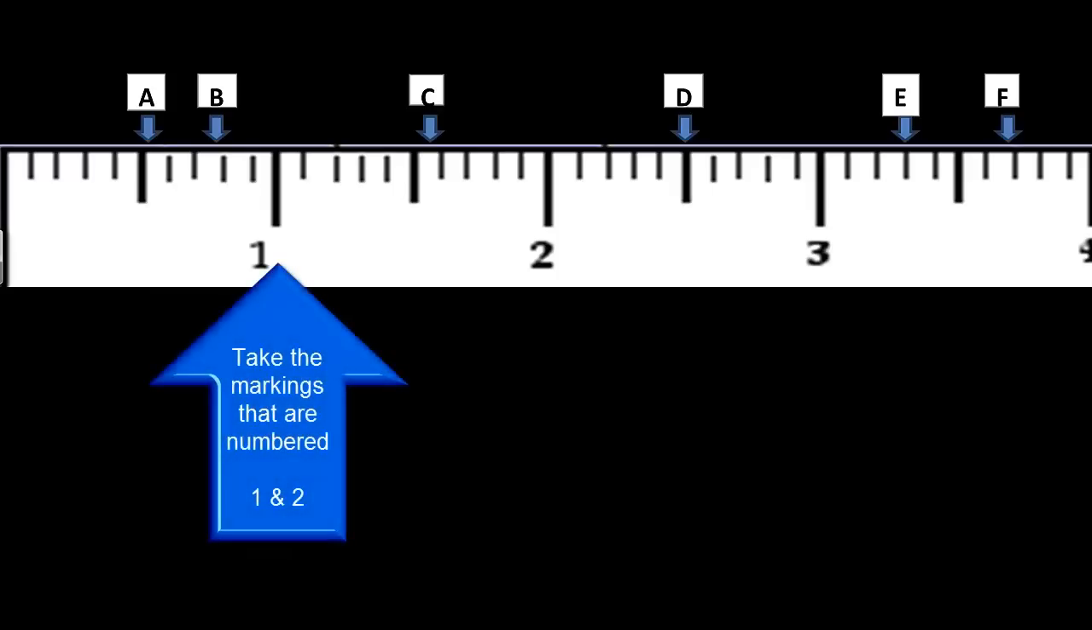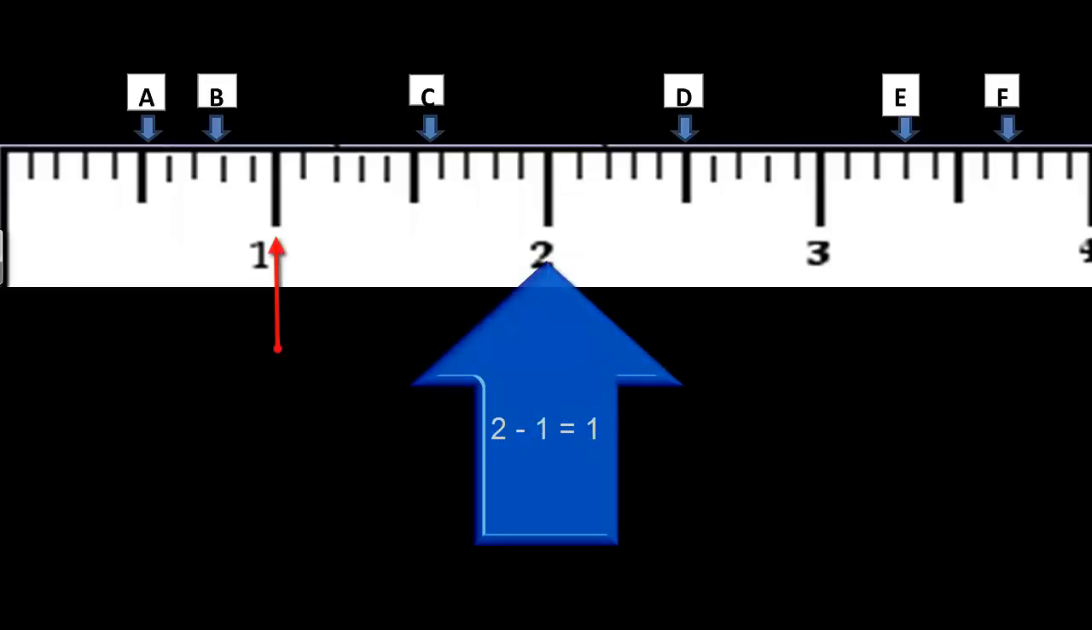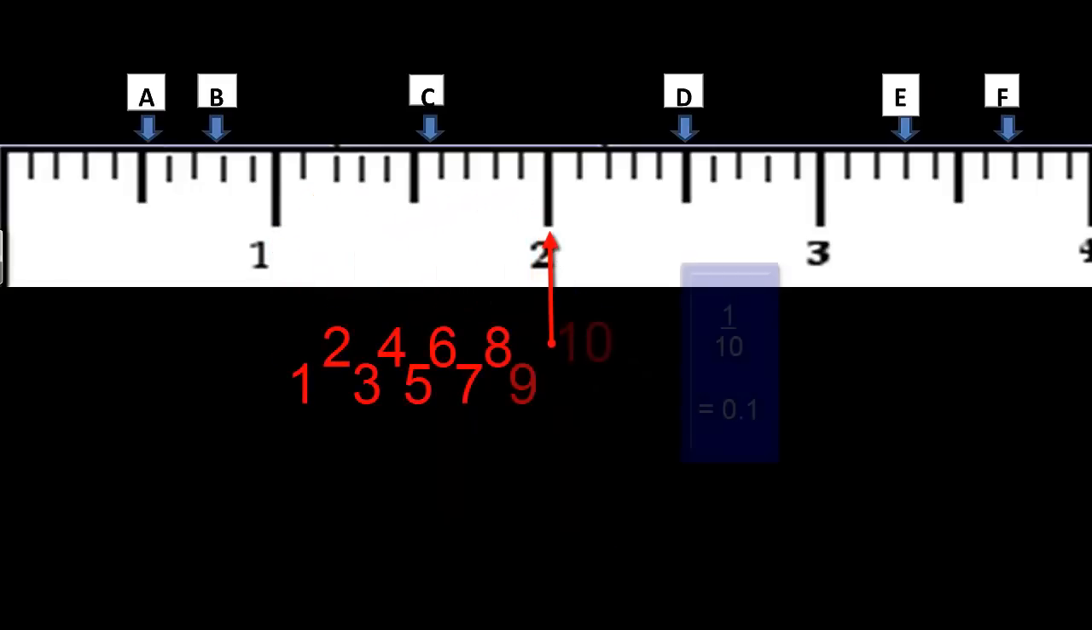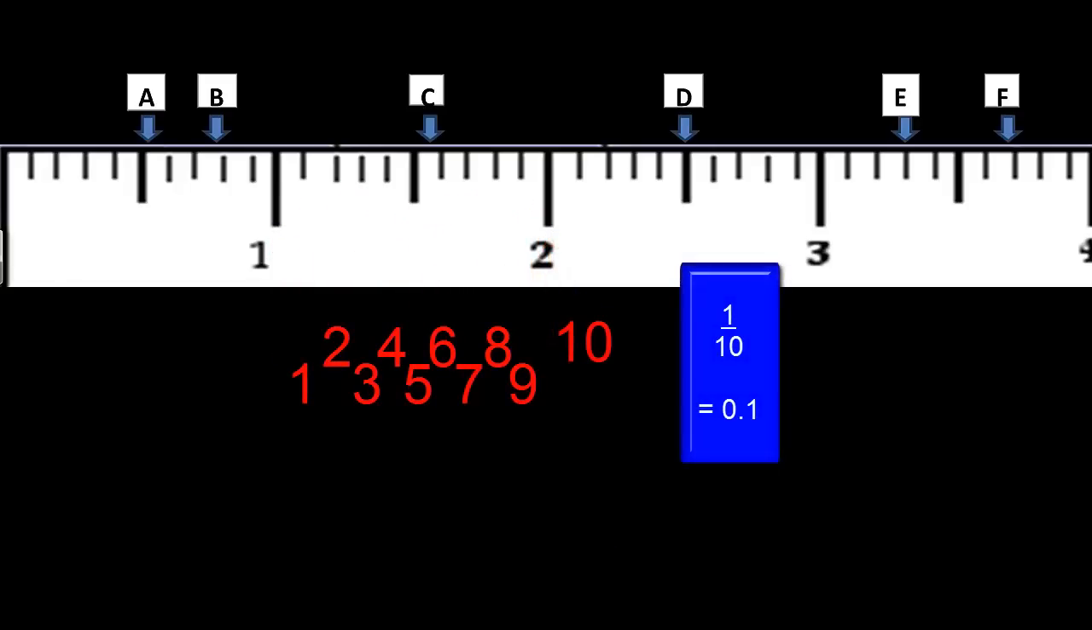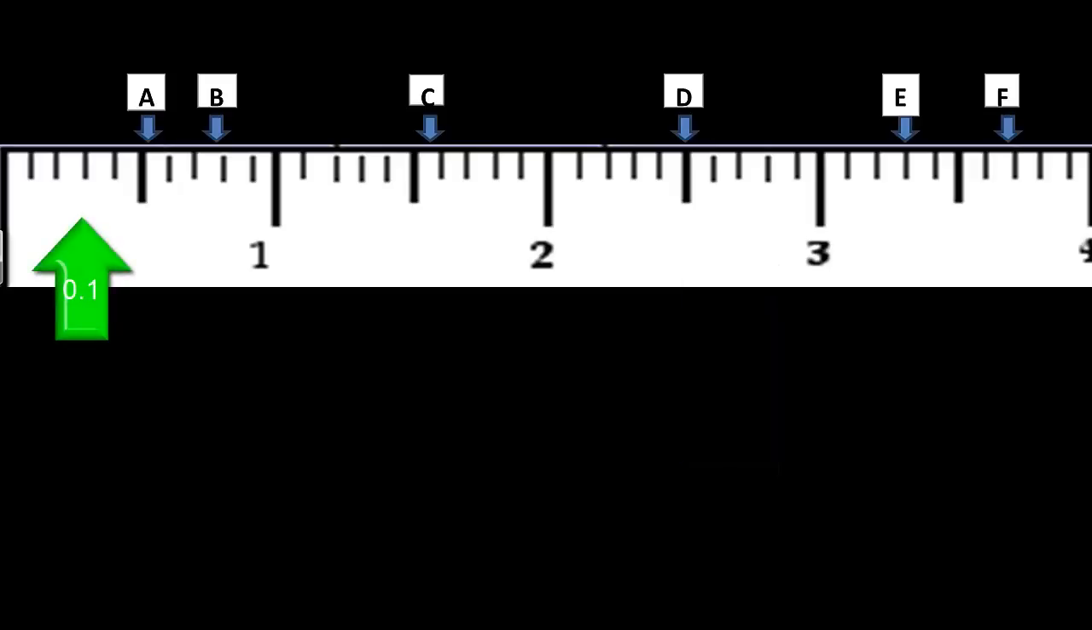Let's try some examples. We need to determine the measurement for A. Each one of these markings is 0.1. I can determine that by taking two numbered markings next to each other and subtracting them. In this case, it would be 1. Then I can take the number of lines to get from one marking to the next. In this case, it would be 10. I take the 1 and divide it by the number of markings, or 10. The answer is 0.1. So each marking is 0.1.